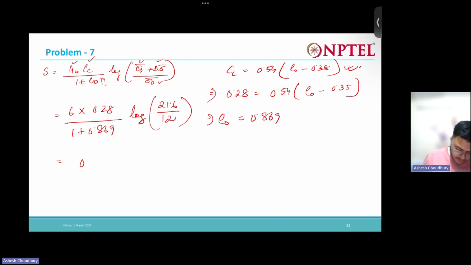This will come out as 0.229 meter, that is 23 centimeter. So this is how we calculate. E naught, the initial void ratio, is not known, so I calculated it from Cc, found out e naught, and then put e naught in and calculated the settlement.